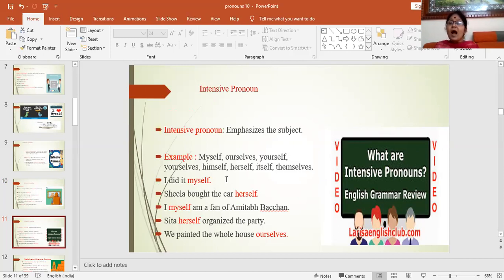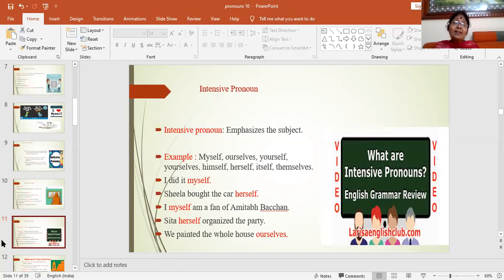For example, I did it myself. I did it myself, emphasizing who did it? Myself. Sheila bought the car herself. Who bought it? Herself. She's emphasizing. I myself am a fan of Amitabh Bachchan, right? Sita herself organized the party. We painted the whole house ourselves. Who painted? Ourselves. So we are emphasizing here: ourselves, herself, myself. All these are emphasizing the subject.